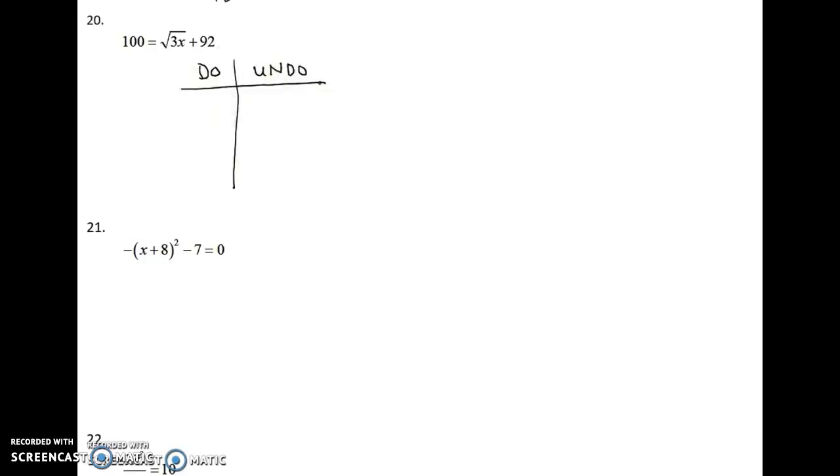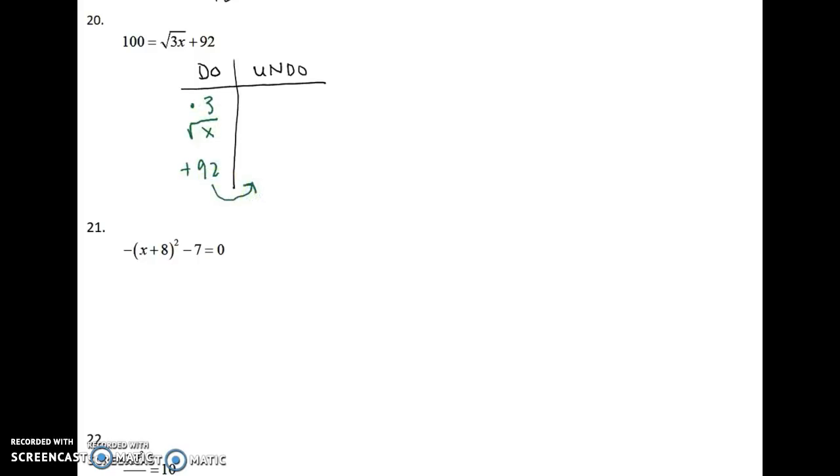So set up your table, your do and undo. Start with the x and look and see what's being done to that in terms of the order of operations. So first thing I would simply multiply by 3, right? I'm looking inside the square root, and I would multiply by 3. Then my next step after I multiplied whatever x is by 3, I would then need to take the square root. And lastly, I would add 92.